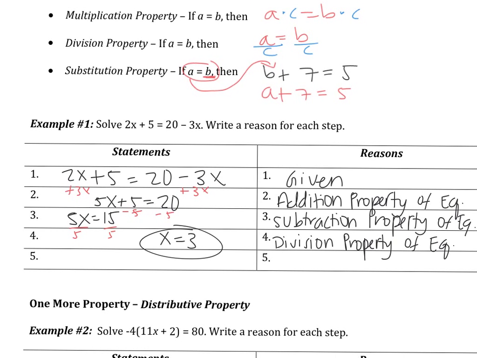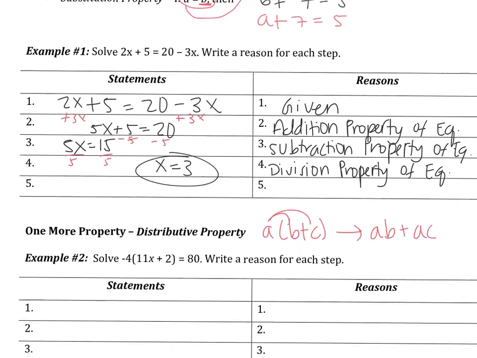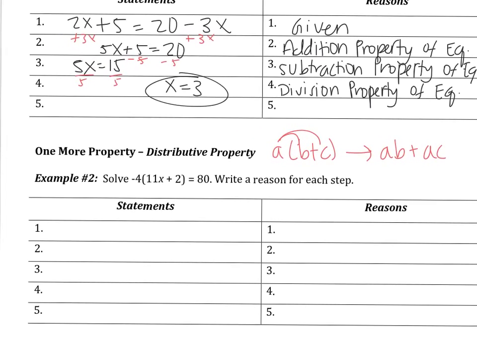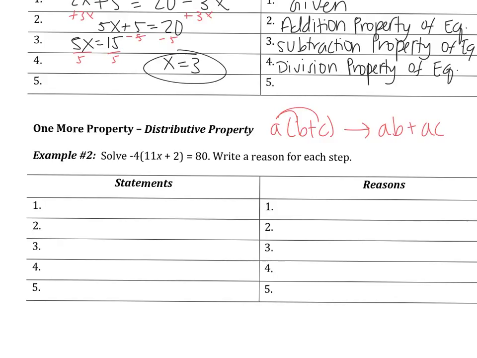But one more property that we have to talk about is the distributive property. So if I have A multiplied by B plus C, I can distribute the A. So that's the same as AB plus AC. You guys have seen this before, but now you know it's called the distributive property. So we're going to do another example. This one's going to involve the distributive property.